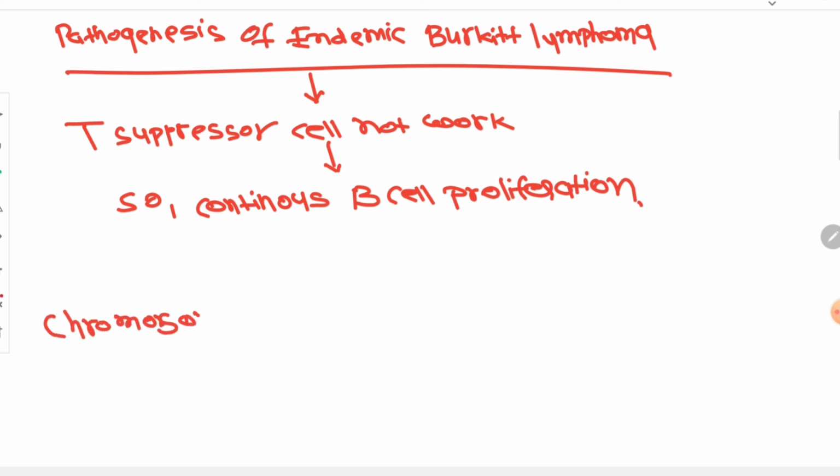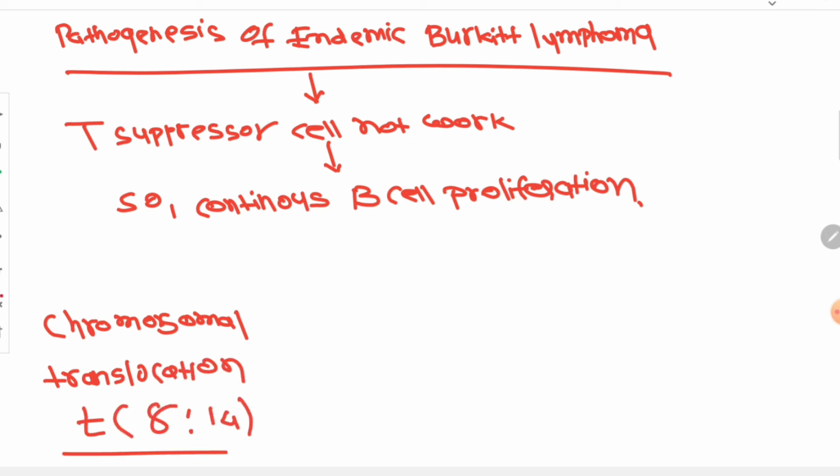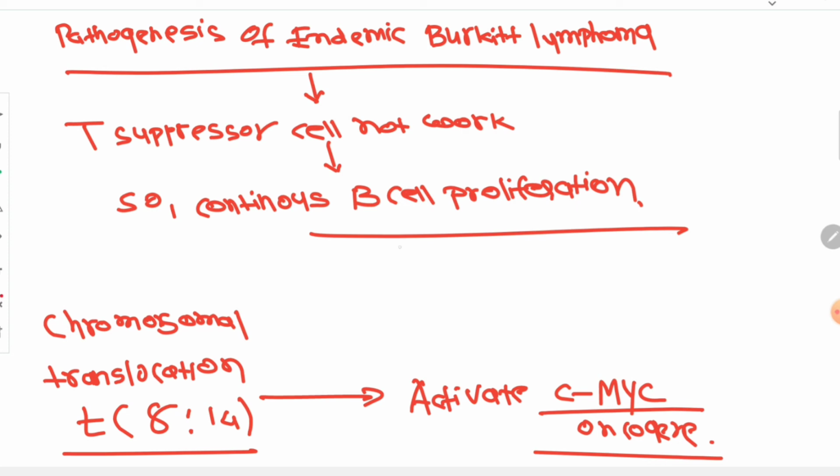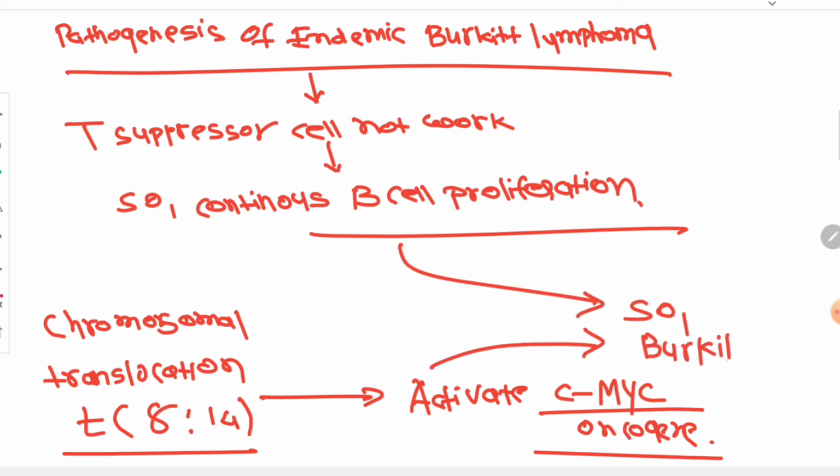Alright. The second thing is that, in this particular pathogenesis, there will be chromosomal translocation of 8;14. The portion of 8 gene translocates to 14, so that they will activate the c-Myc oncogene. c-Myc oncogene is activated. So all these two factors will lead to development of Burkitt lymphoma. So that is the pathogenesis of endemic Burkitt lymphoma.